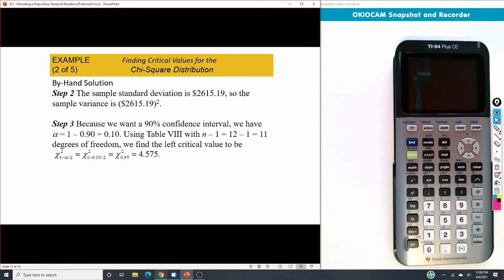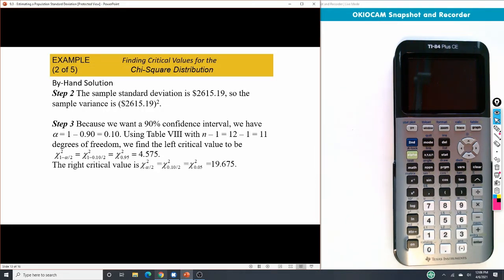Okay. All right, now because we want a 90% confidence interval, we're looking at 0.90 and we're looking at 0.10. We have a degree of freedom of 11 because there were n pieces, or 12 cars, and we always subtract 1 from that for our degrees of freedom. So that's 11. Okay.